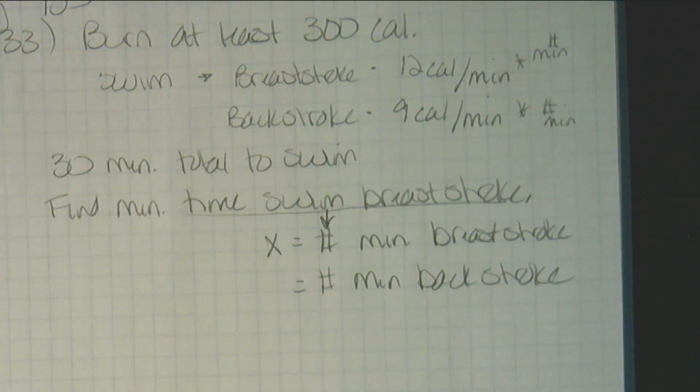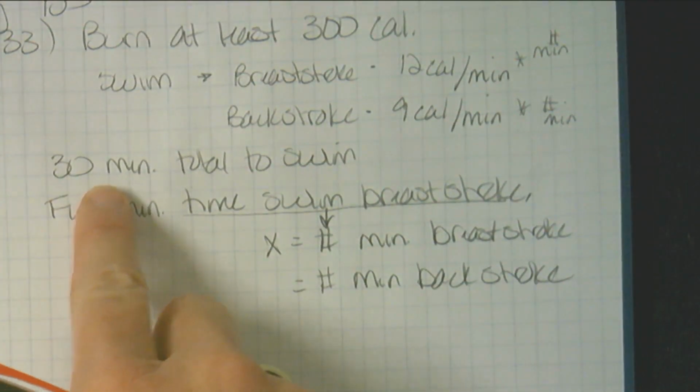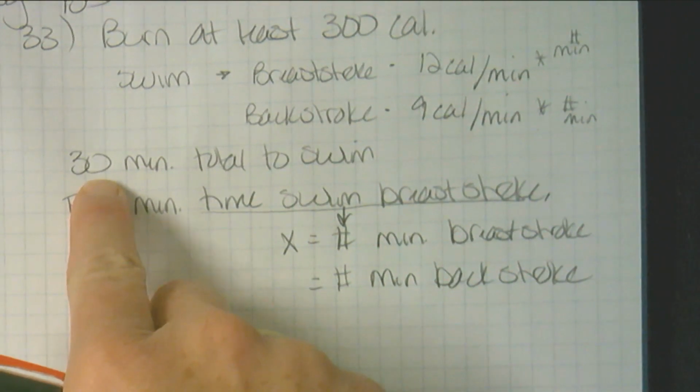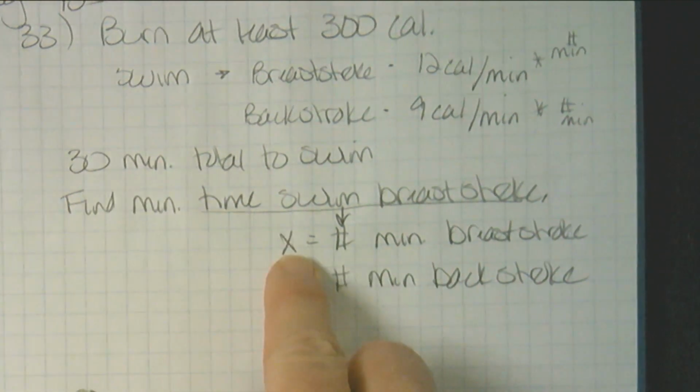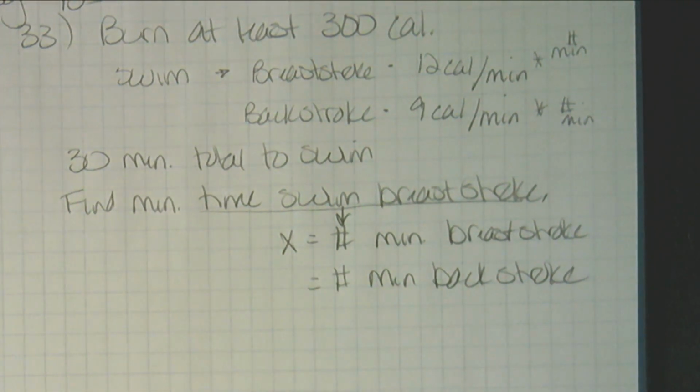What do I know about the total minutes I'm swimming? 30 minutes. If I know that I'm swimming 30 minutes total, and I know the number of minutes I'm swimming breaststroke, how can I figure my number of minutes swimming backstroke? What do you think, Cameron?